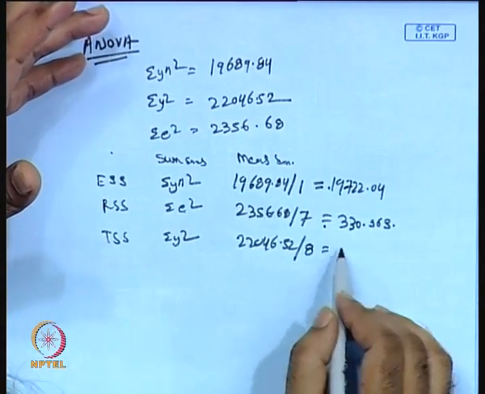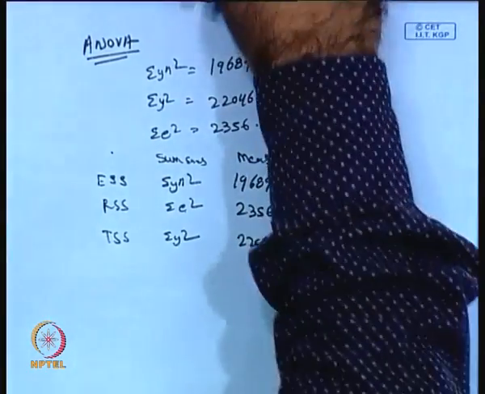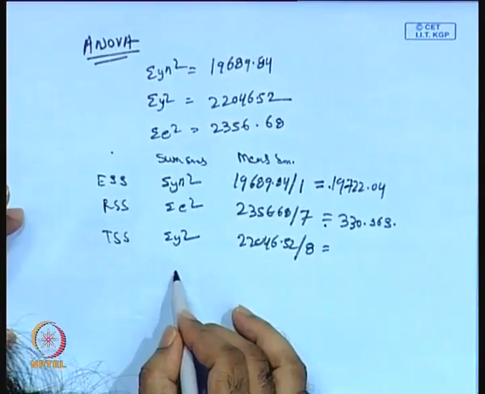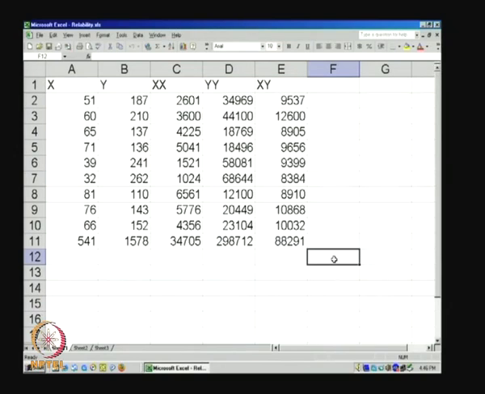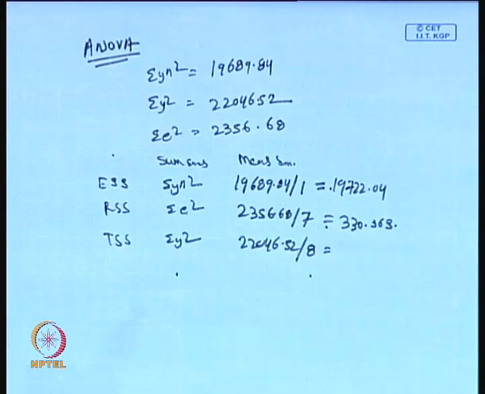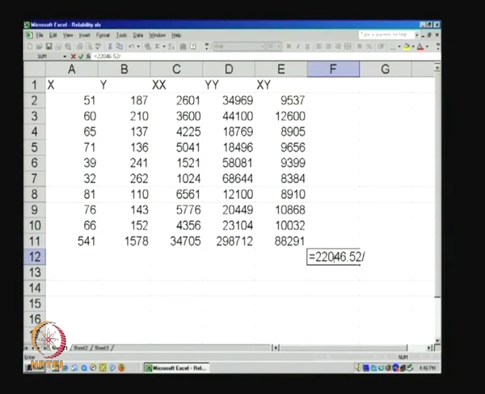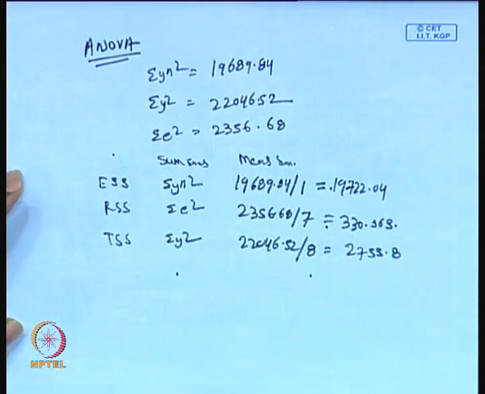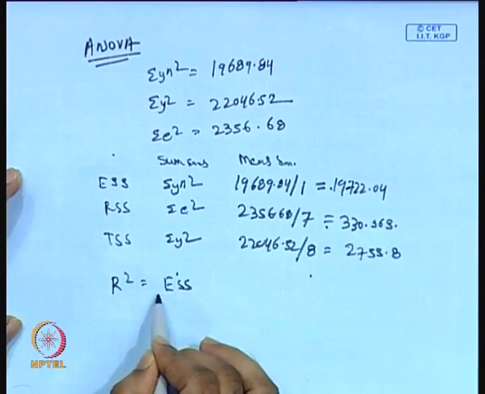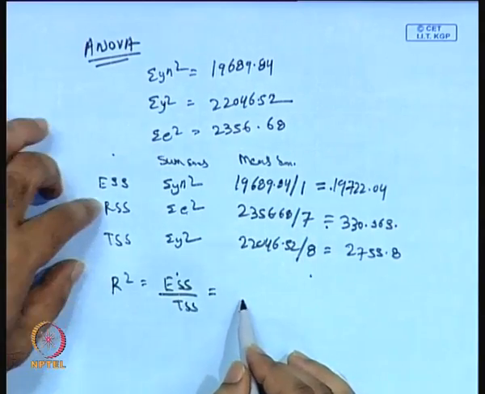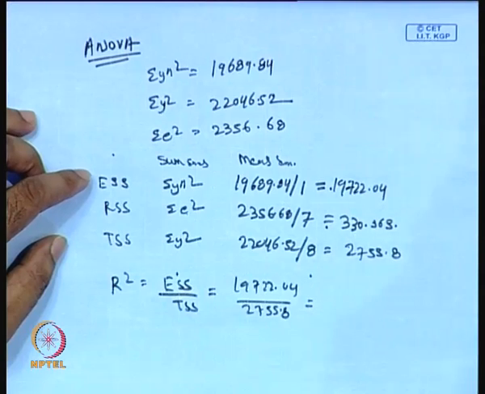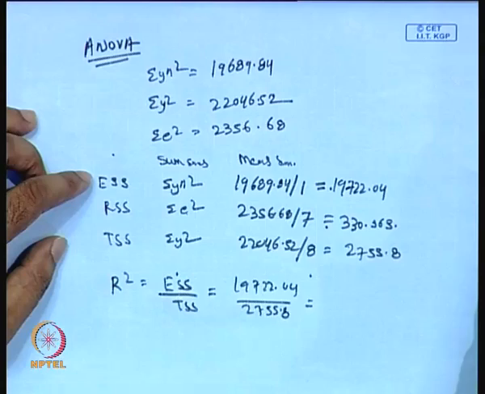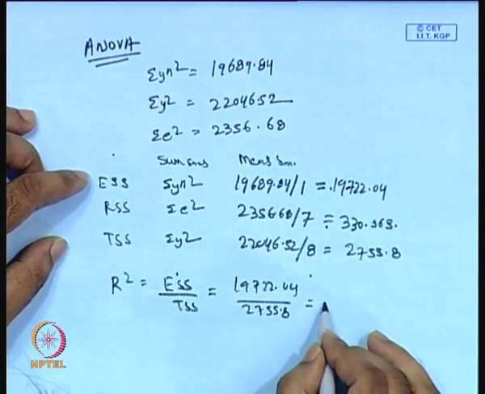R square will be ESS by TSS. How much will TSS be? TSS is summation y square by n minus 1, which is 22046.52 divided by 8, so it will be 2755.8. Now R square equals ESS by TSS, which is 19722.04 divided by 2755.8. The R square value will be 0.895.